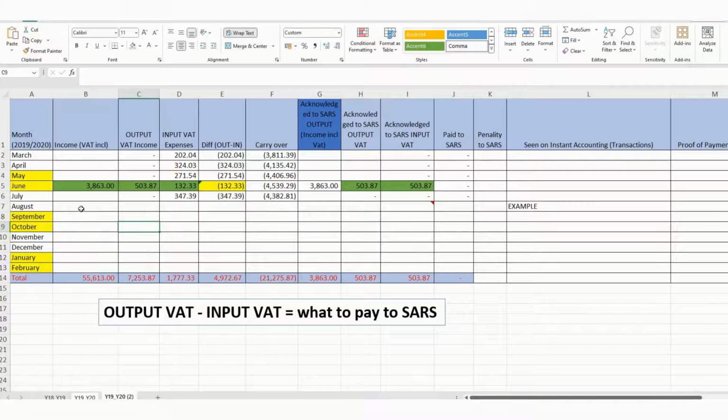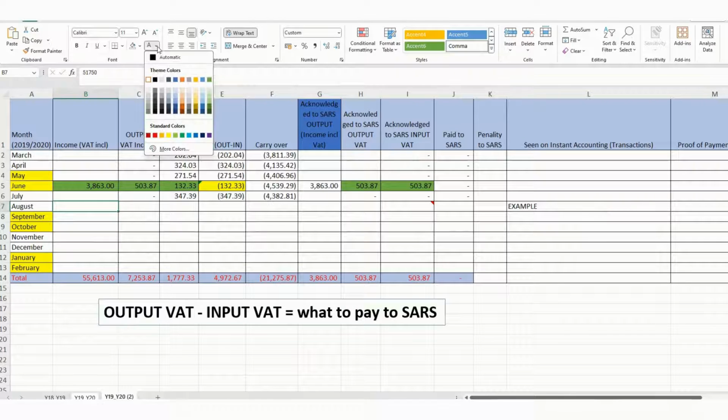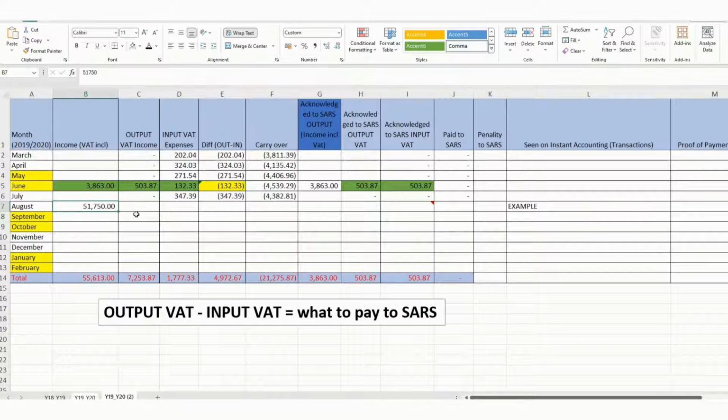Just do an example where maybe in August I receive 51,750 Rand, and that gives me an output VAT of 6,750. So that's quite healthy because I've got 4,382 Rand versus VAT input that I need to now deduct from this output VAT.